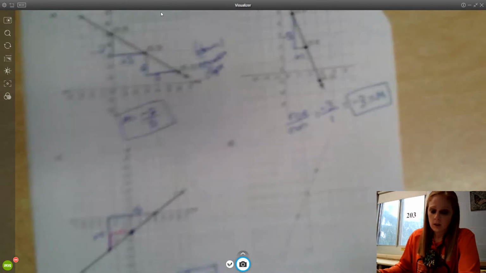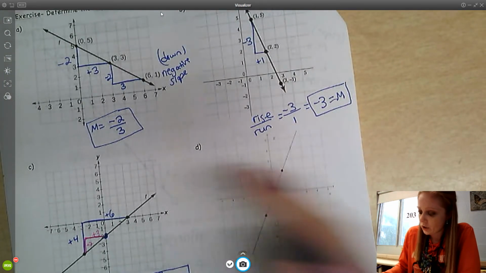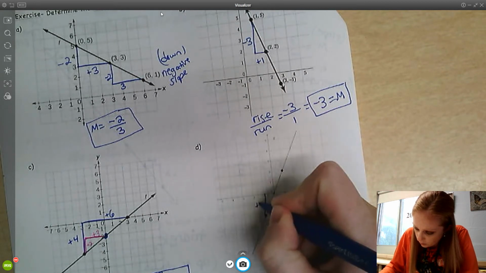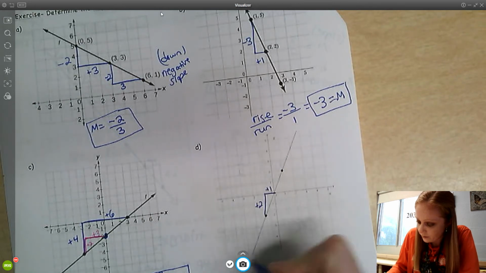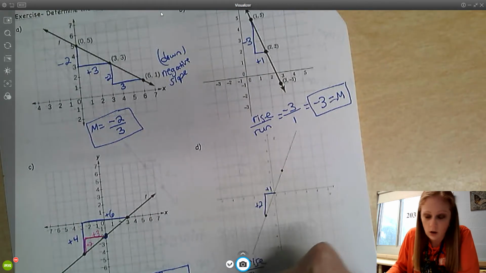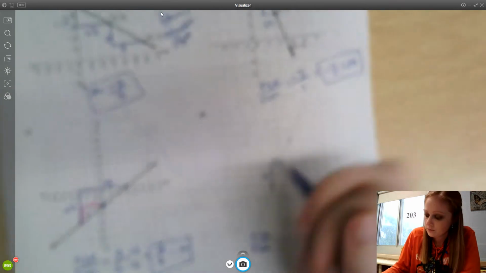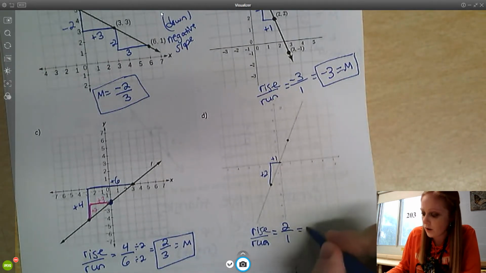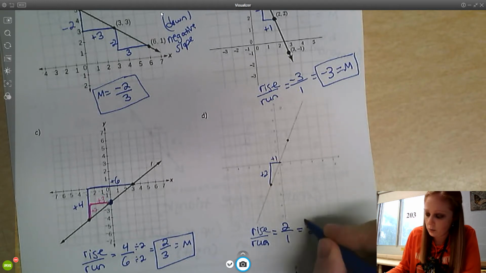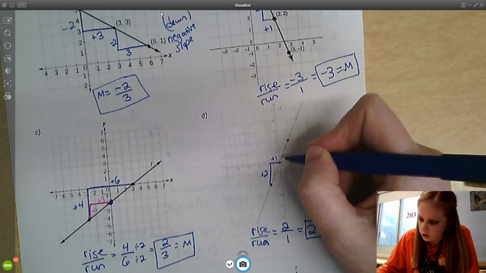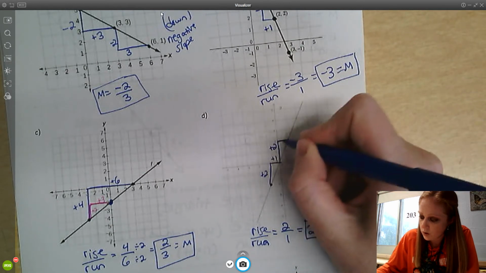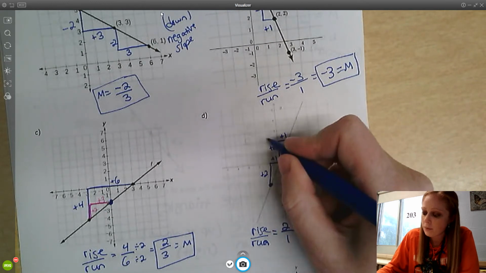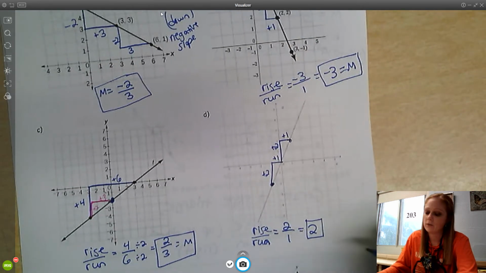Okay, for D, start at this point, make our way over to the right. We're going to have to go up 2 to the right 1. Rise over run. We went up 2 to the right 1, which simplifies to 2 for our slope. Okay, and let's do it again. Up 2, right 1, just to be sure. And if you had skipped that and went from this point to this point, it would have been up 4, right 2, which still would have simplified to 2.